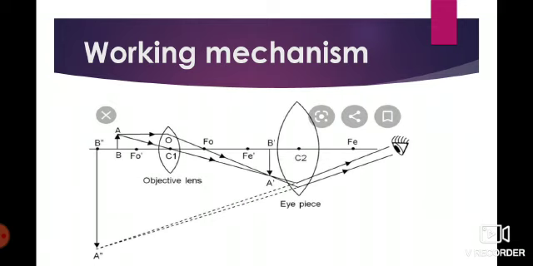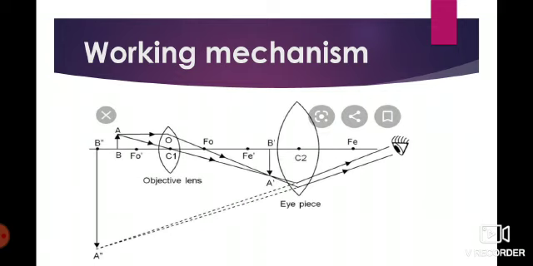Once again, the object AB is placed at a distance slightly greater than the focal length of the objective lens. We get the real, inverted and magnified image A dash B dash formed at the side of the objective lens. If the position of the eye lens is adjusted, then the image falls within the principal focus of the eye lens, and it forms a virtual, enlarged and erect image, A double dash B double dash, on the same side as the object.